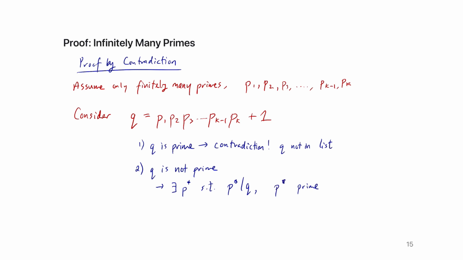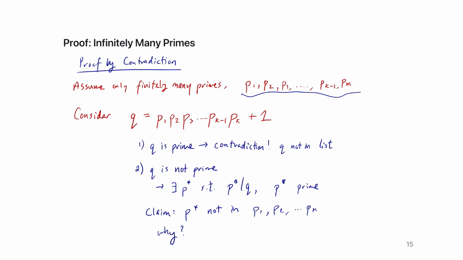Okay? And so the contradiction we're going to show is that P star is not in this list, P1 through PK, which you agree is a contradiction, right? Because we're saying this list contains every single prime, and we're going to show, well, P star is prime, but it's not in the list. So that's a contradiction. Okay? And so here's my claim. P star is not in the list, P1, P2, PK.